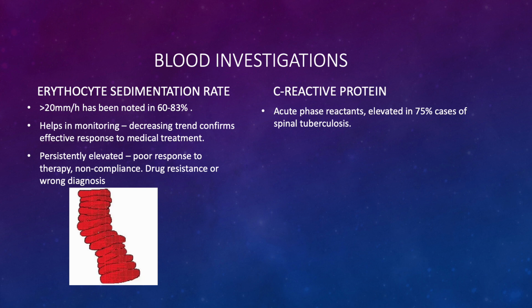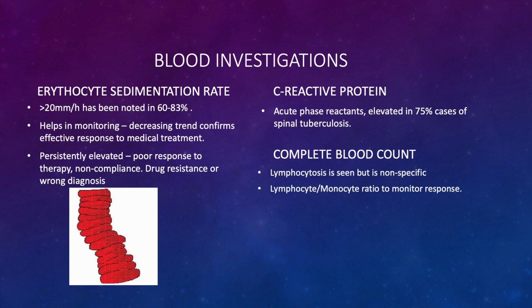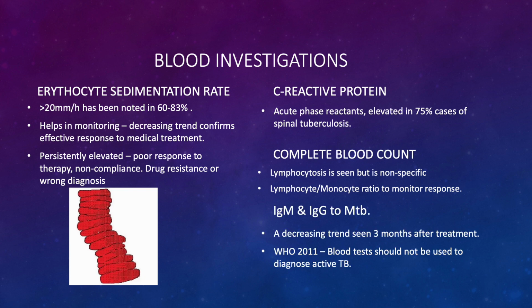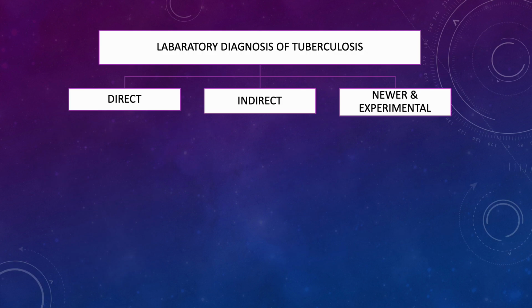CRP is an acute phase reactant elevated in 75% of cases. In CBC, lymphocytosis is seen, but there is a new marker called lymphocyte by monocyte ratio, which is seen in osteoarticular tuberculosis of children, so it is helpful to monitor response. Antibodies to Mycobacterium tuberculosis seen after 3 months have not much clinical significance. Thus in 2011, WHO has told it should not be used to diagnose active TB.